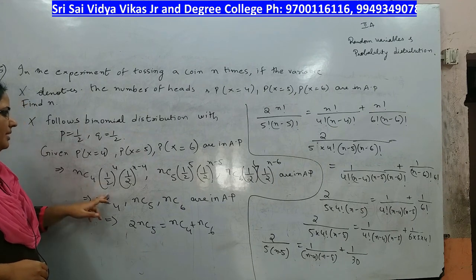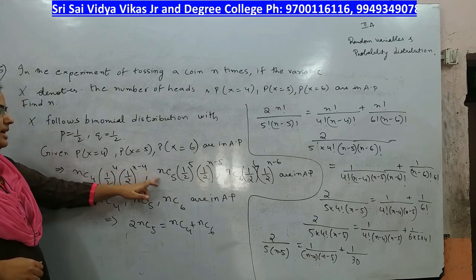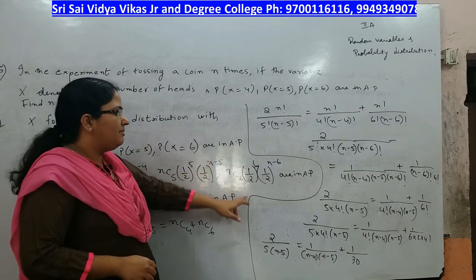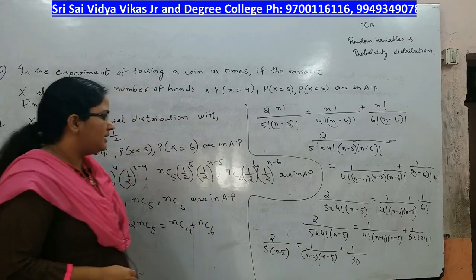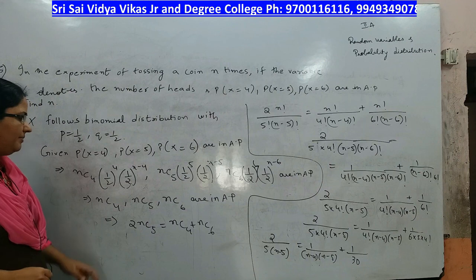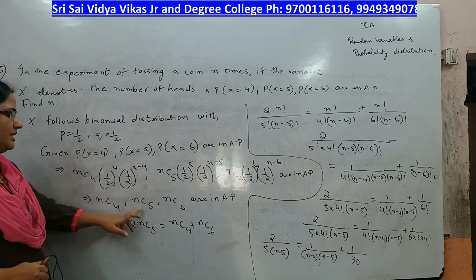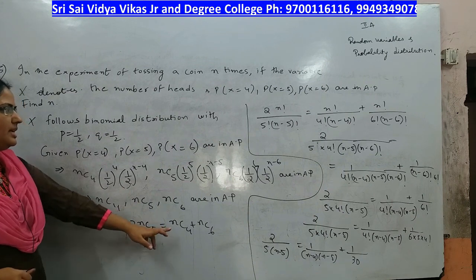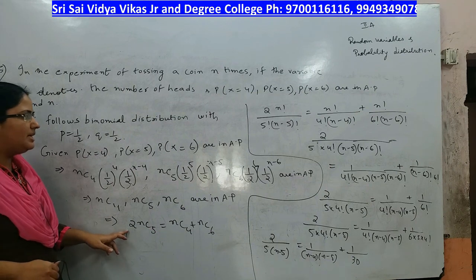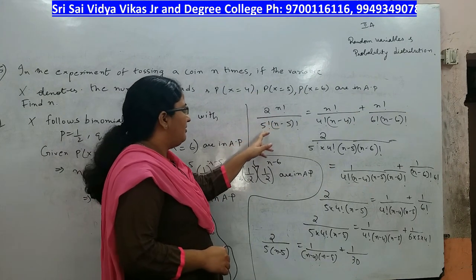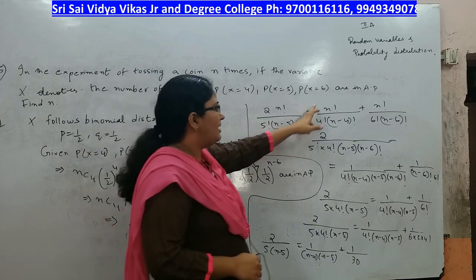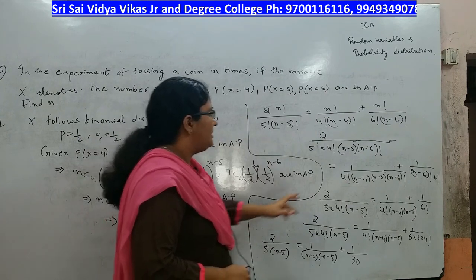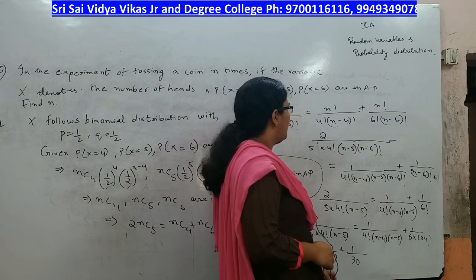That means nC4 (1 by 2) whole power 4, (1 by 2) whole power n minus 4, nC5 (1 by 2) whole power 5, (1 by 2) whole power n minus 5, nC6 (1 by 2) whole power 6, (1 by 2) whole power n minus 6 are in AP. If these are in AP, then nC4, nC5, nC6 are in AP. 2 times nC5 is equal to nC4 plus nC6, and this can be written as 2 into n factorial by 5 factorial into n minus 5 factorial, equal to n factorial by 4 factorial into n minus 4 factorial plus n factorial by 6 factorial into n minus 6 factorial.